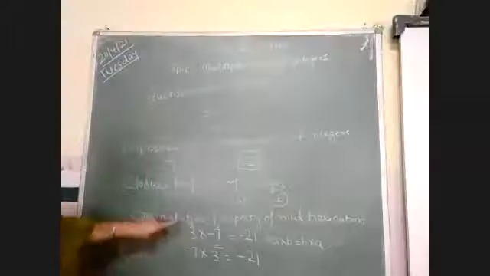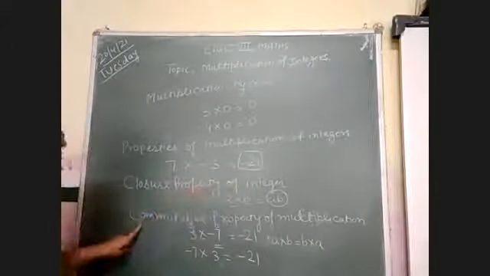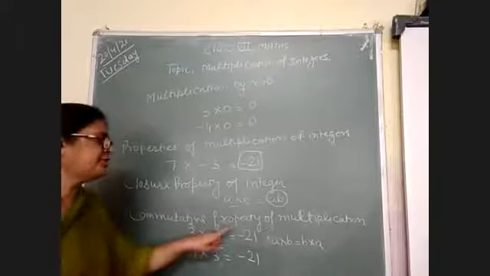This is your first property, the closure property of integers, and this is your second property, the commutative property of multiplication.